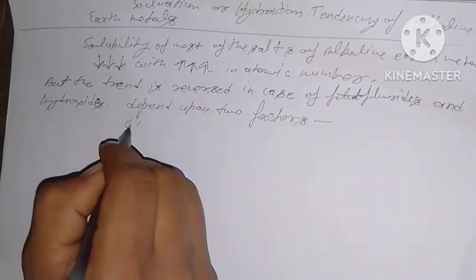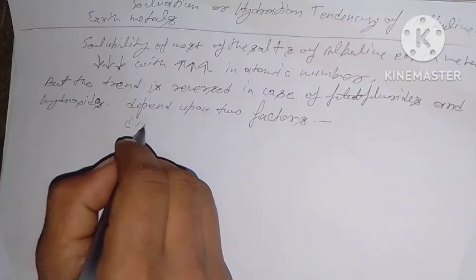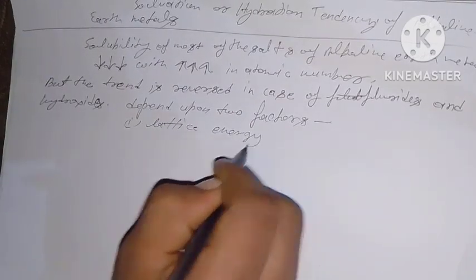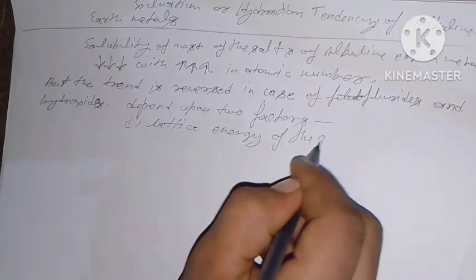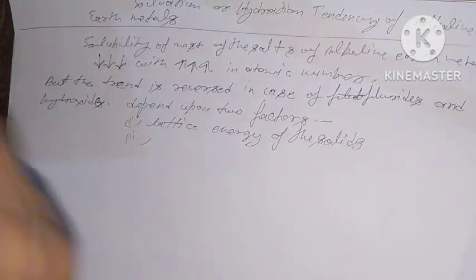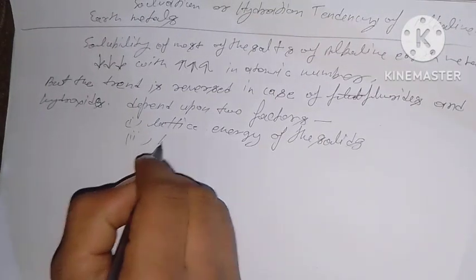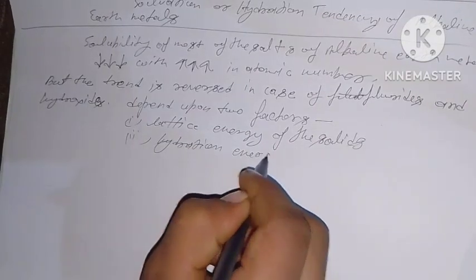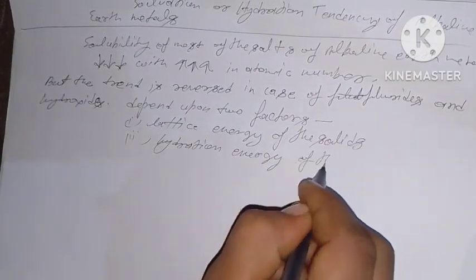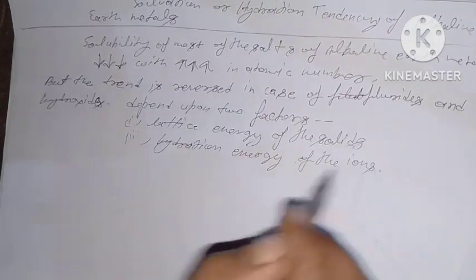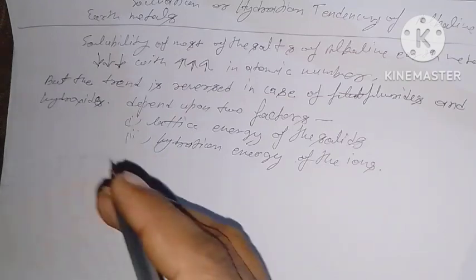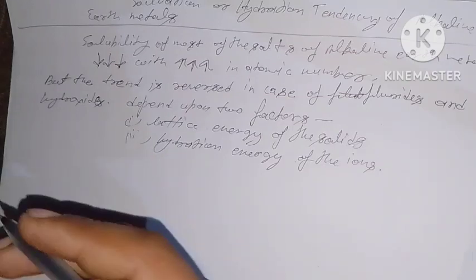First is lattice energy of the solid. Second is hydration energy of the ions. The lattice energy of alkaline earth metals is much higher than the lattice energy of alkali metals.